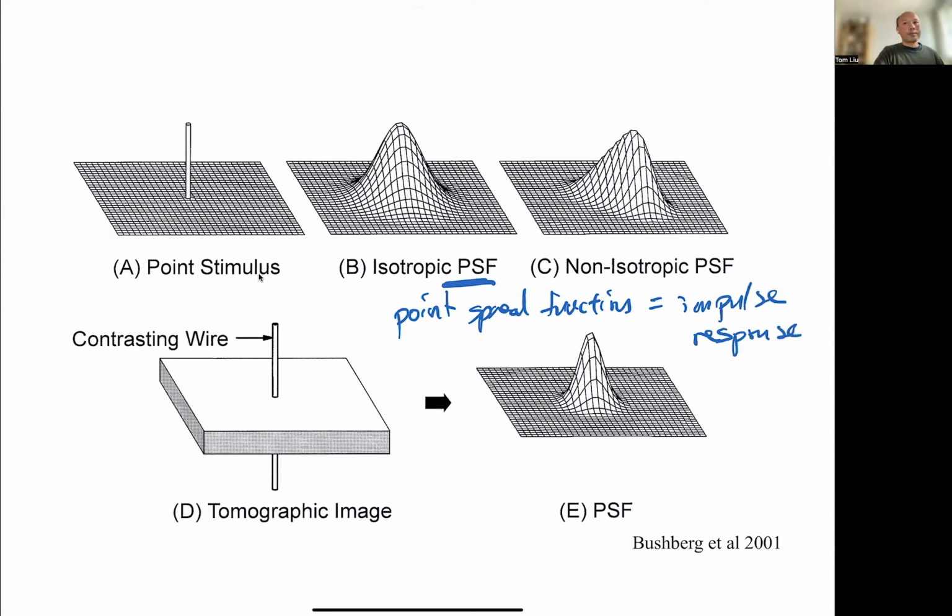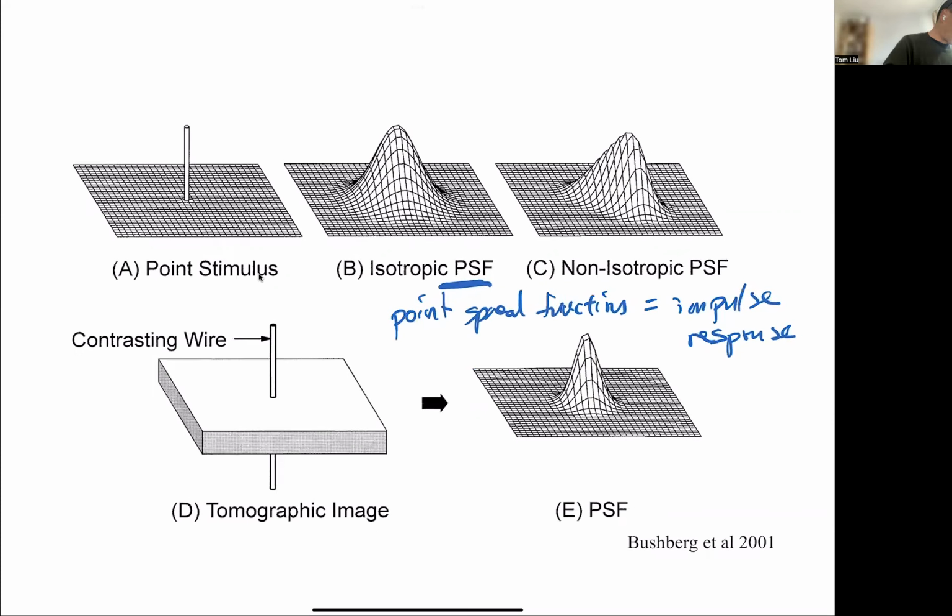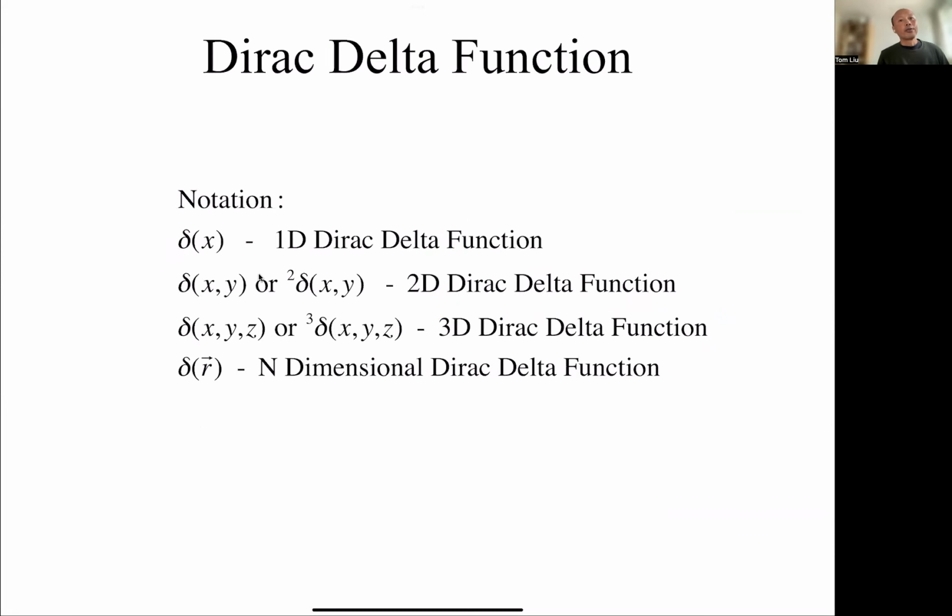All right. So that's just an example: if you had a very thin wire, that's your attempt to approximate an impulse response. And then when you image that wire, it gets blurred out. Uh-oh, what's going on here? How come I can't do this? Oh, okay.